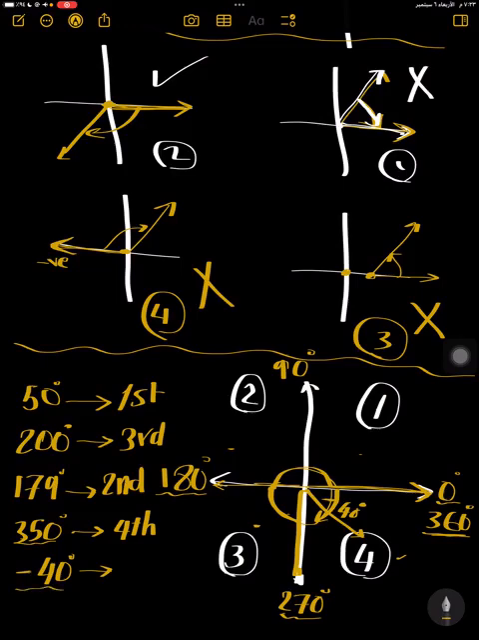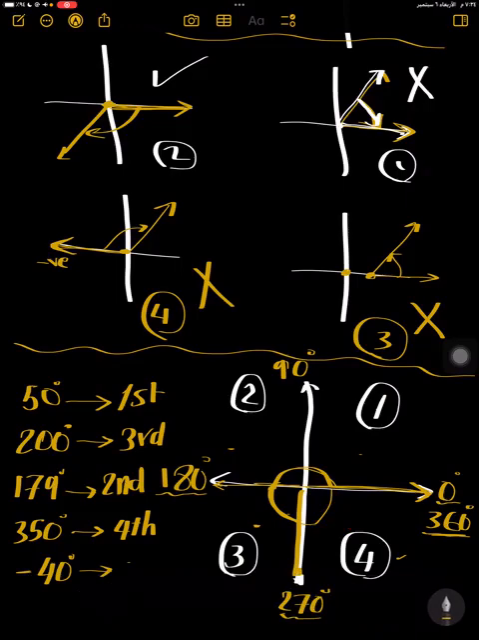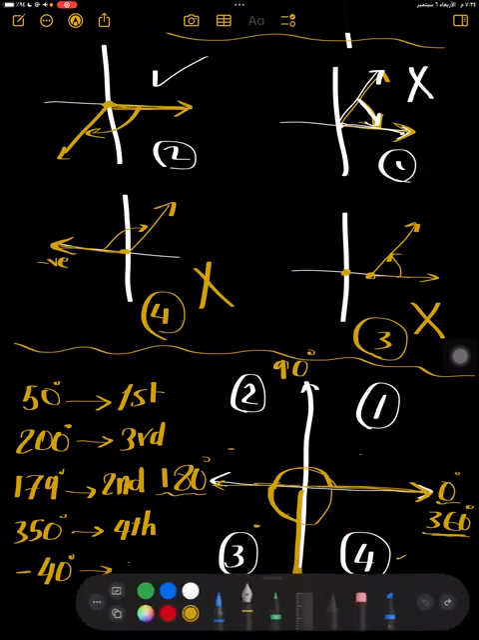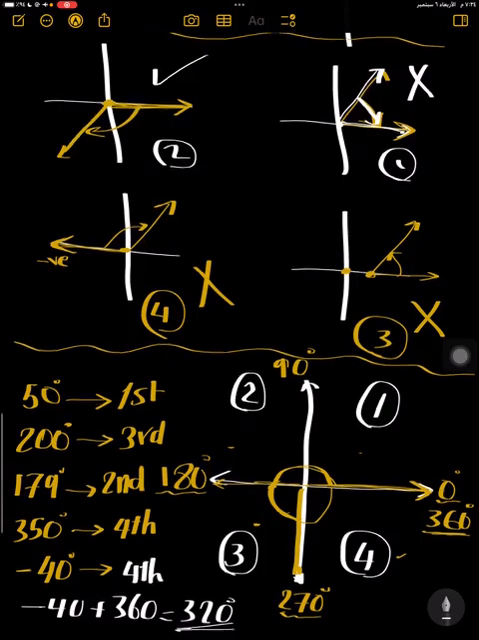We have another method to find the quadrant of this directed angle, whose measure is negative 40. We can find the positive measure of this directed angle first. To find the positive measure, we make negative 40 plus 360. It will be 320. 320 in which quadrant? 320 is less than 360, so this directed angle, its terminal side lies in the fourth quadrant.